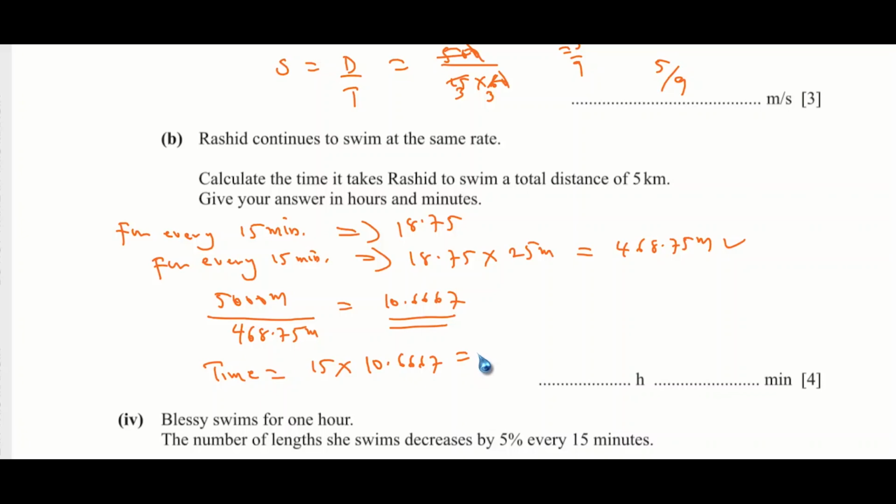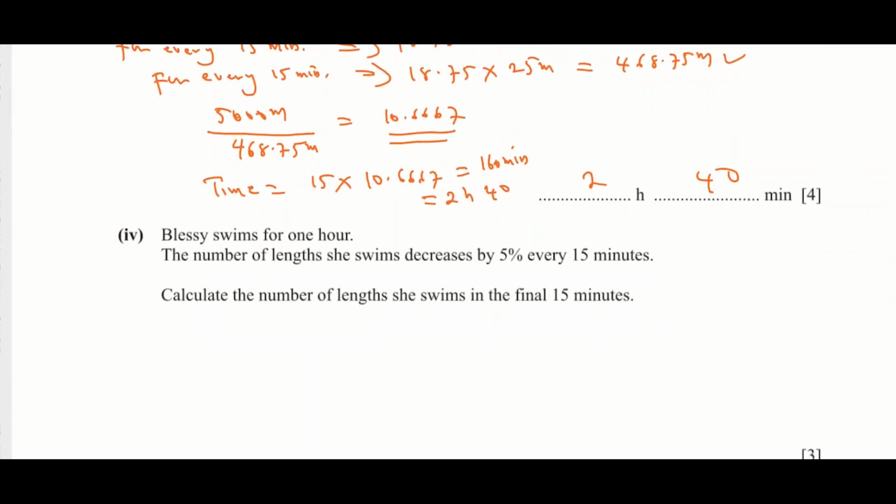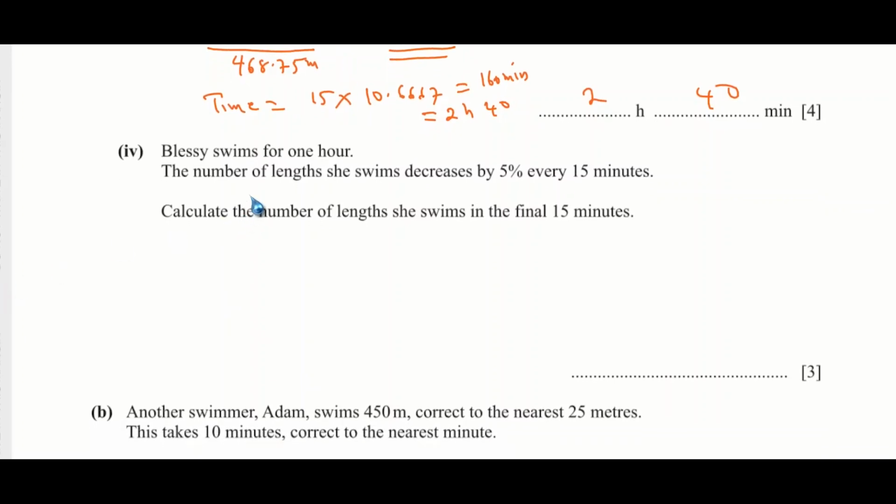So which is equals to 160 minutes. Okay, so this 160 minutes is the same as 2 hours 40 minutes. That is interesting. Okay, so Blessy swims for 1 hour. The number of lengths she swims decreases by 5% every 15 minutes. Calculate the number of lengths she swims in the final 15 minutes.